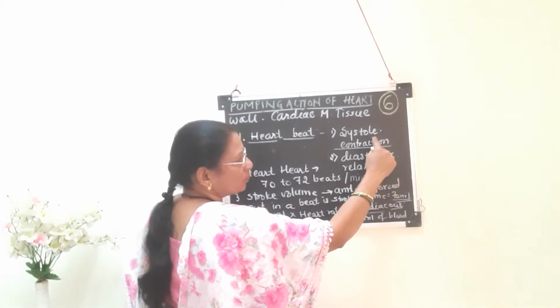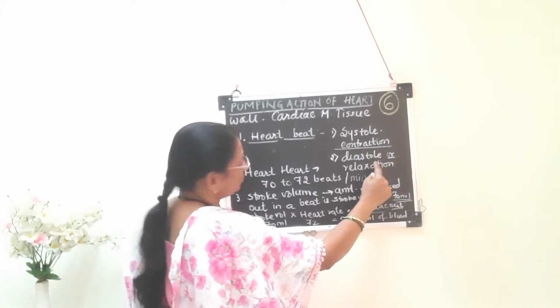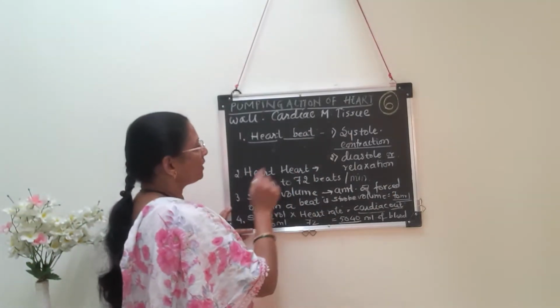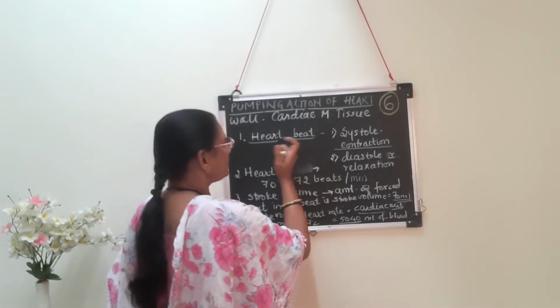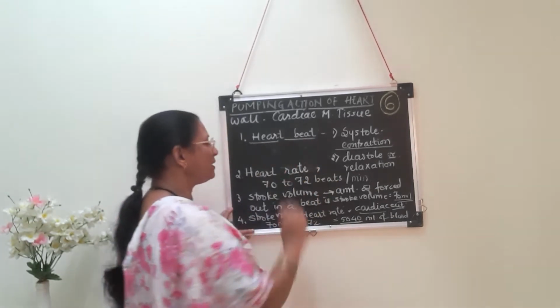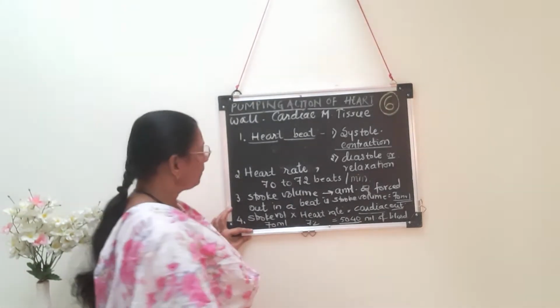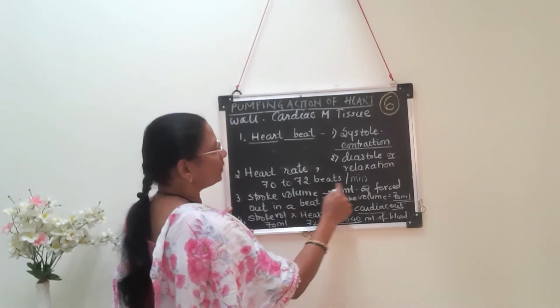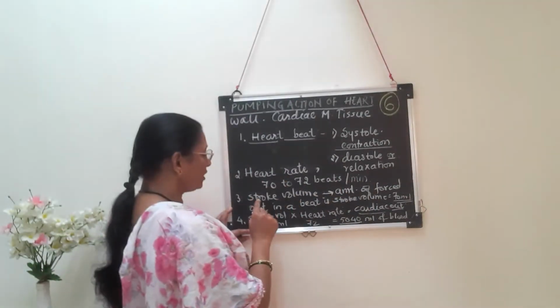Contraction means systole, relaxation means diastole. Then what is heart rate? Heart rate is the number of beats per minute, that is 70 to 72 beats per minute. Then what is stroke volume?